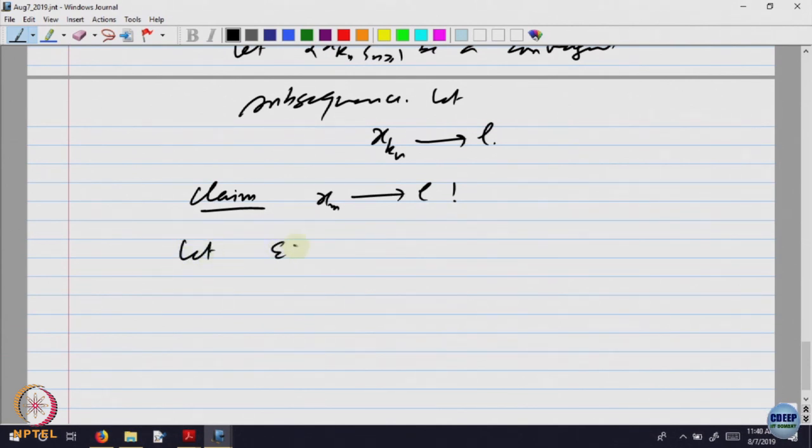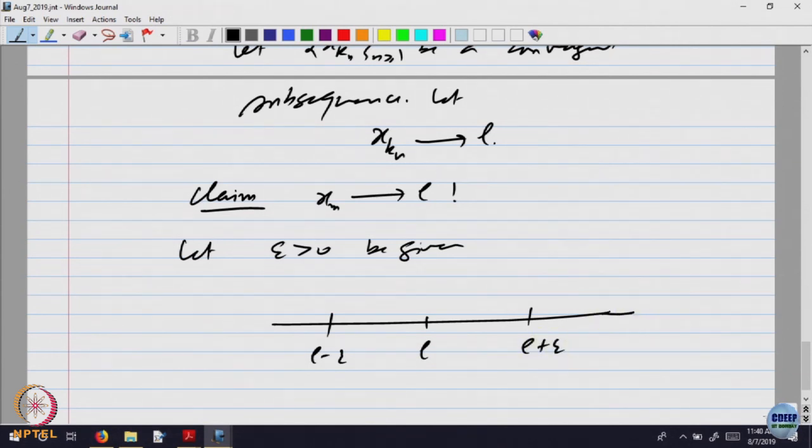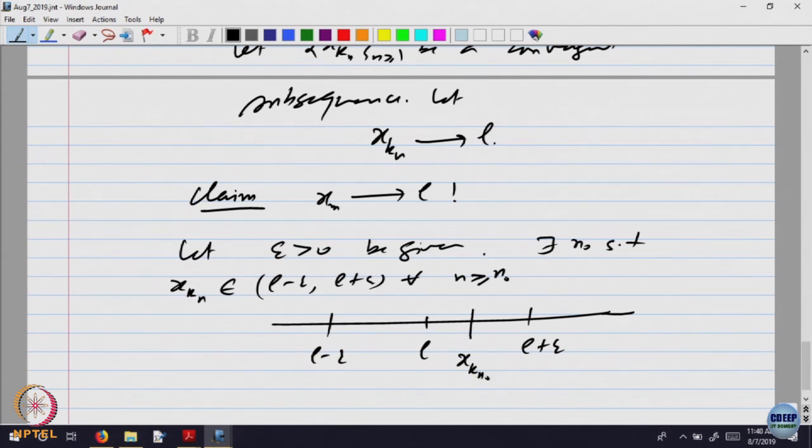So, what do we want to show? Let epsilon greater than 0 be given, right. Here is L, here is L minus epsilon, and here is L plus epsilon. What we have to show is that x_n is convergent. After some stage, all the x_n's must come inside it. But what we know is that elements of the subsequence come inside, right. So, there exists some n_0 such that x_kn belongs to (L minus epsilon, L plus epsilon) for every n bigger than n_0, because the subsequence is convergent. So, here is my x_kn0, but the sequence is Cauchy.